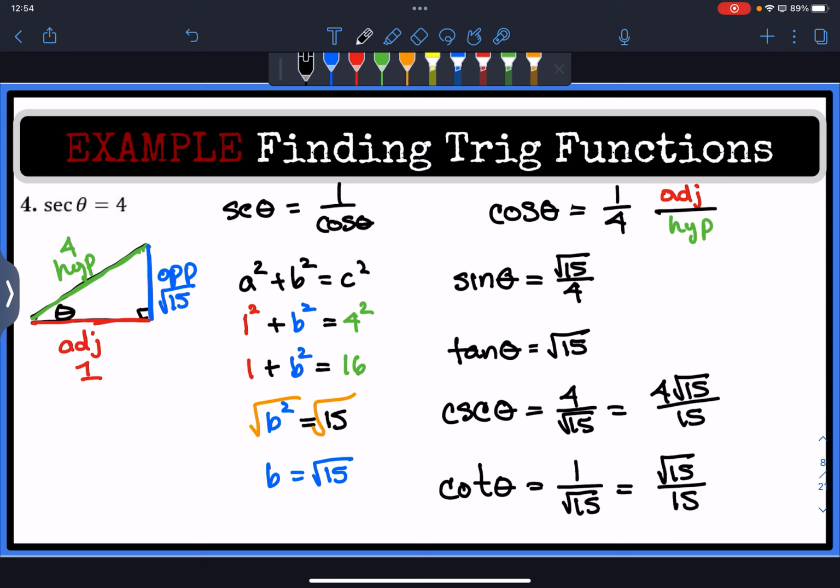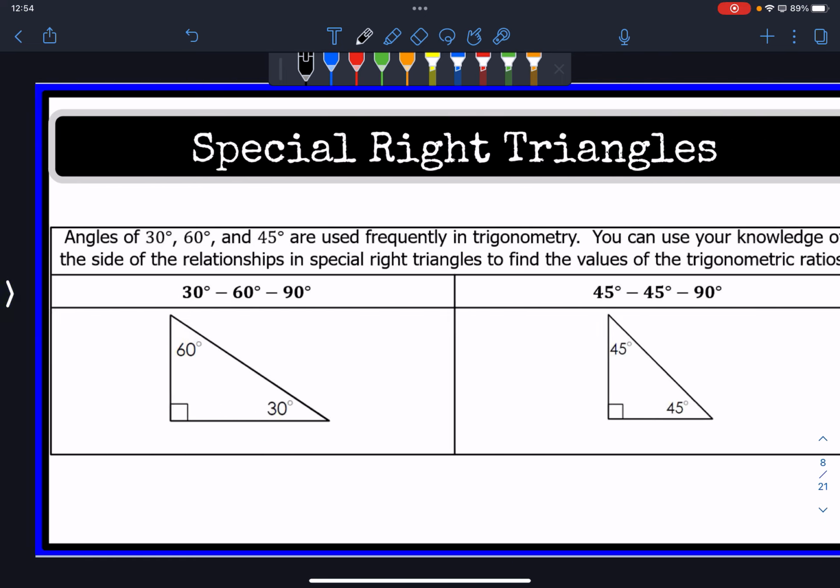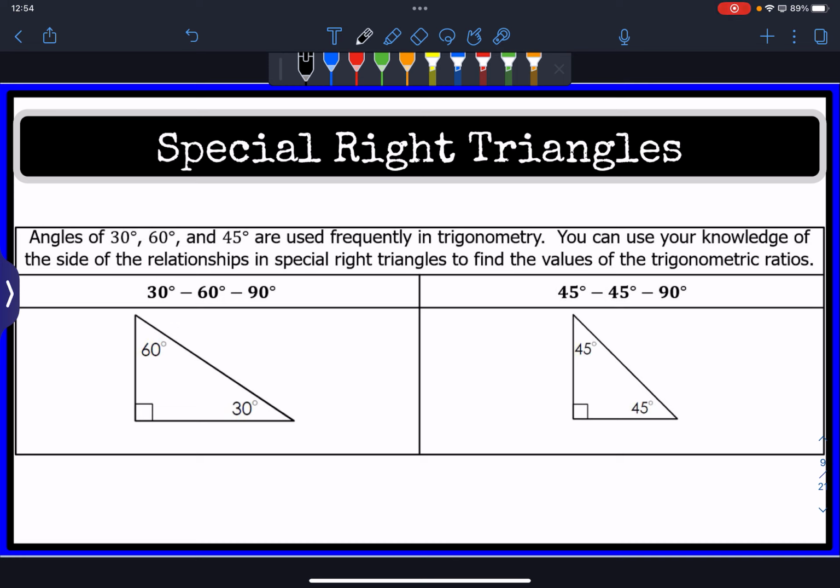Okay. Now, another way of figuring out, again, the sides of these triangles for specific and unique right triangles are the 30-60-90 right triangle and the 45-45-90 right triangle. Those angle measurements are frequently used in trigonometry. And you can use your knowledge of the relationship of the sides in these special right triangles to find the values of the trigonometric ratios.